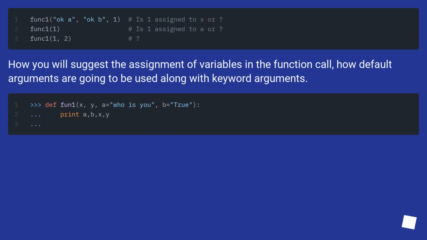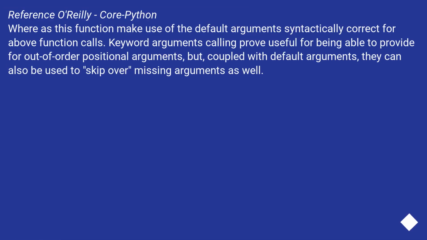How would you suggest the assignment of variables in the function call, and how default arguments are going to be used along with keyword arguments? Reference: O'Reilly, Core Python. Where is the use of default arguments syntactically correct for the above function calls? Keyword argument calls prove useful for being able to provide out-of-order positional arguments, but, coupled with default arguments, they can also be used to skip over missing arguments as well.